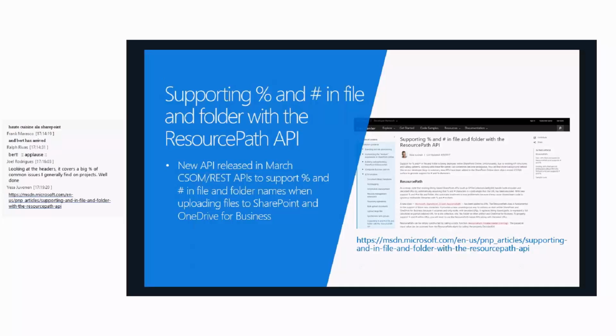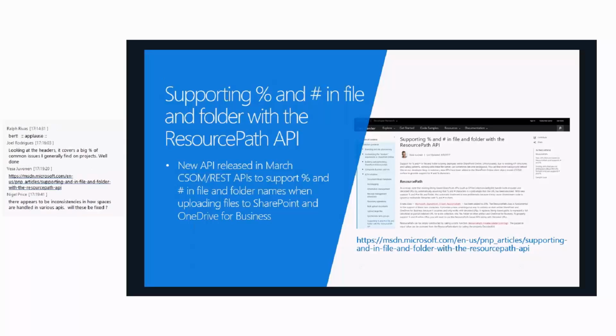This is really around low-level API changes, making sure that if you're using SharePoint or OneDrive, you can still have percent or pound signs in the file names, which wasn't the case in the past, but with the new updates, you can actually do that. Yes, Ralph is pointing out that there appears to be inconsistencies in how spaces are handled in various APIs. Will these be fixed? That is the intention.